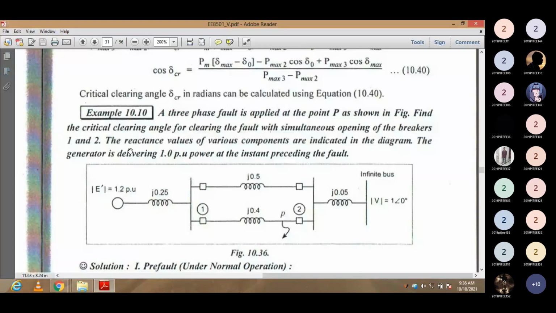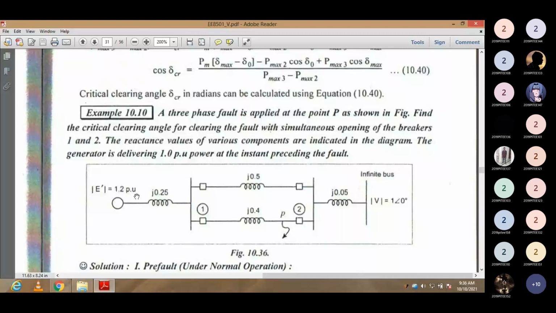One more thing, the reactance values of various components are indicated in the diagram. The generator reactance is given in the problem, j0.25. For the transmission lines, we have two lines, j0.5 and j0.4. After that, we have the bus reactance, that is j0.05, connected to the infinite bus. The infinite bus bar voltage is 1 at an angle 0. The generated transient voltage modulus of E dash is 1.2 per unit.